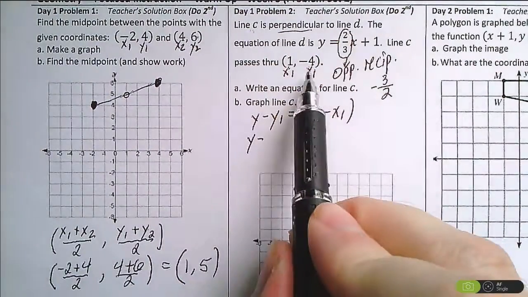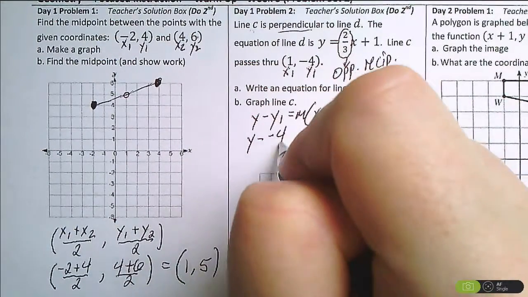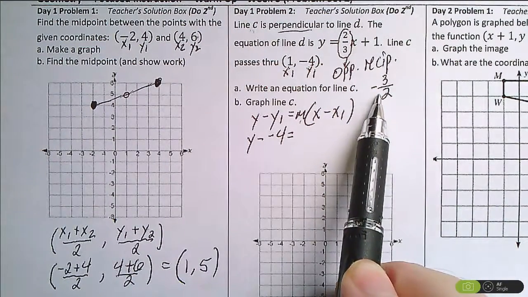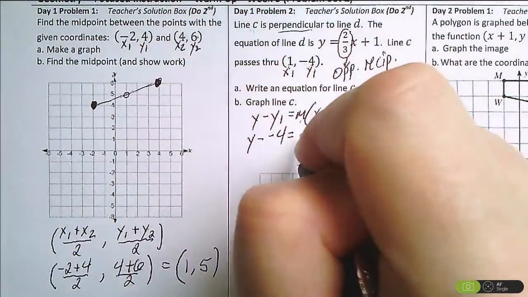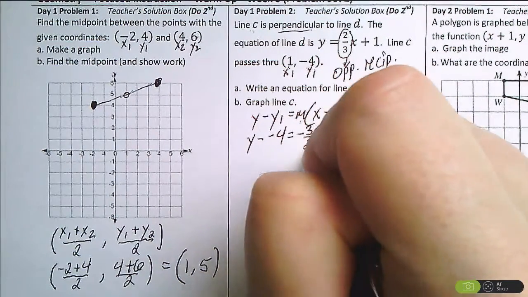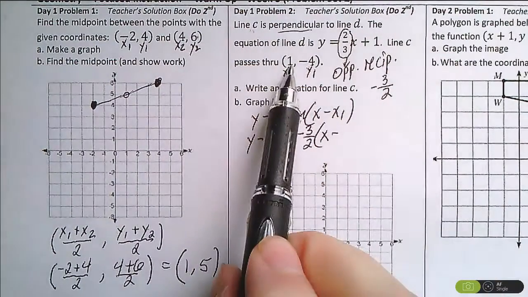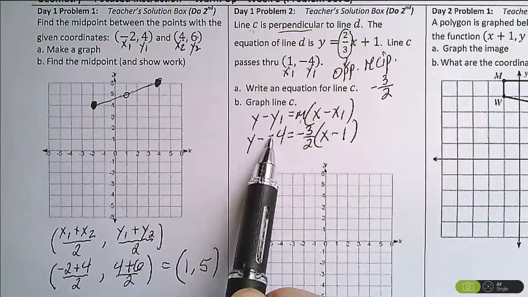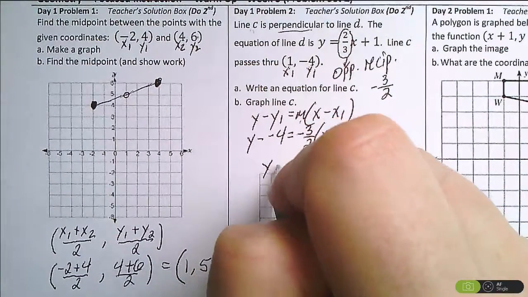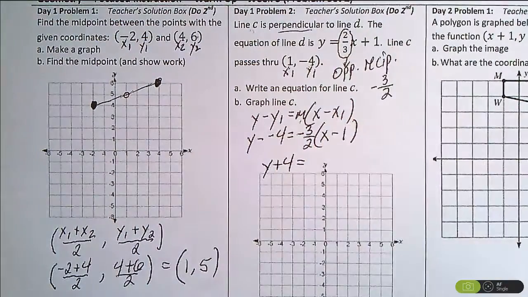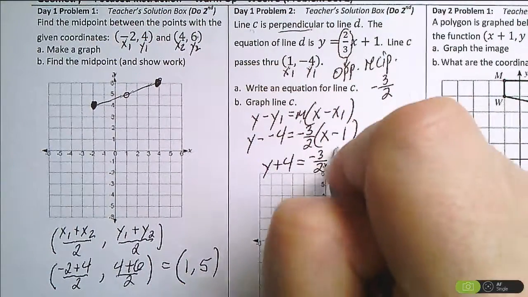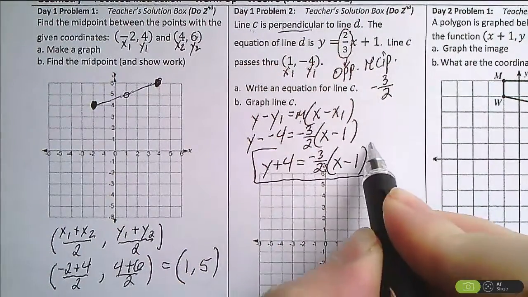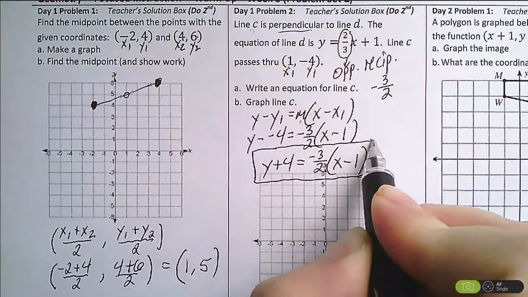Y minus, for y1, put in negative 4. For m, we're going to put in the slope of line C, which we figured out to be negative 3/2. And then x minus, and for x1, put in 1. Because of this double negative here, let's do one step of simplifying. Y plus 4 equals negative 3/2 times x minus 1. So here's an equation in point slope form for line C.